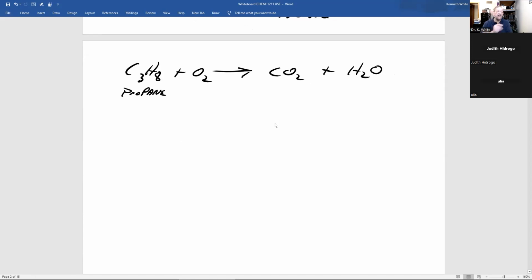Now, C3H8 is propane. That's the stuff in the white tanks for your barbecue. And if you react it with oxygen, you get carbon dioxide, water, and you get heat. That's the fire, but that's not in the chemical equation. So is this balanced? If I look real quick, I can see 3 carbons and only 1 carbon. So it's not balanced.